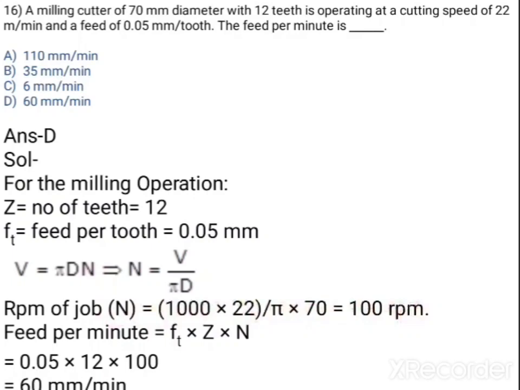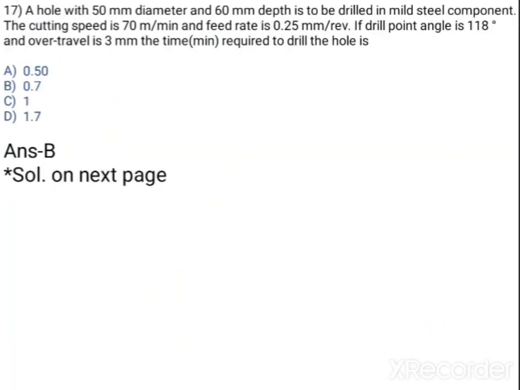Then we know ft is equal to fm by nz, or fm is equal to ft into n into z. Feed per minute is equal to ft into n into z. So just put the values, you will get the answer as 60 per minute, and that is nothing but option number D. Now next question, question number 17.